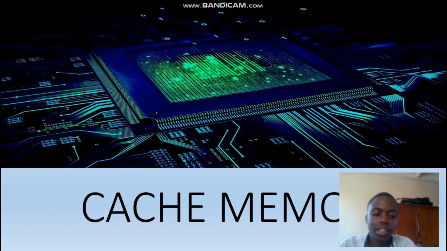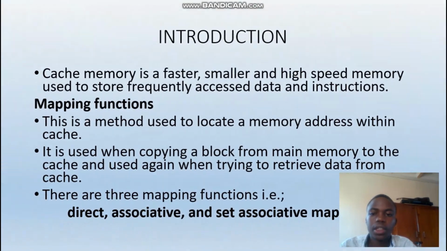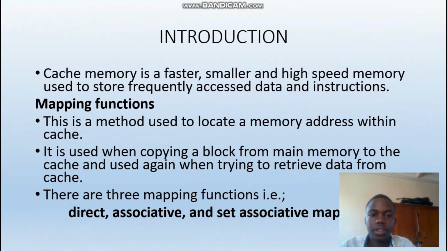Cache memory is a high-speed memory, very fast, small in capacity compared to other memories, for example the RAM, actually the main memory. So cache memory is a faster, high-speed memory. It is smaller and used to store frequently accessed data and instructions.